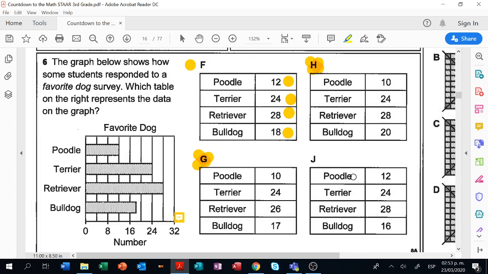And let's go to the last one, poodle 12, that's correct. Terrier 24, that is correct. Retriever 28, that is correct. But what happens with bulldog? It says 16, but it's not true because the bar actually passes 16 by a little bit. That should be 18. So this one is not correct. So let me cross it out. Our answer again is letter F. That is the only one that shows the exact same numbers at the bar graph right there.